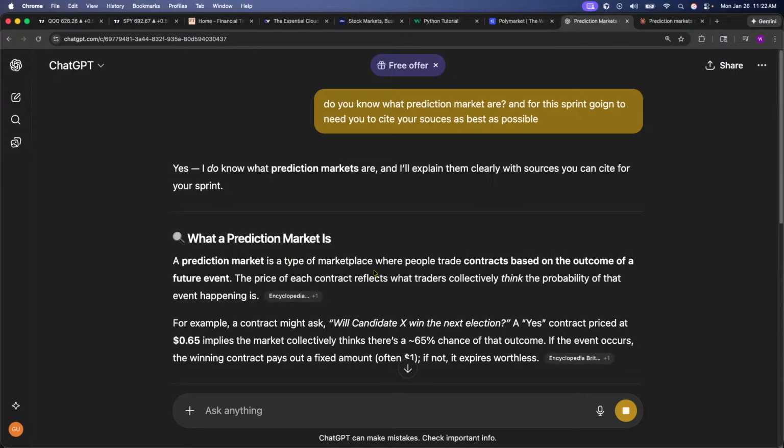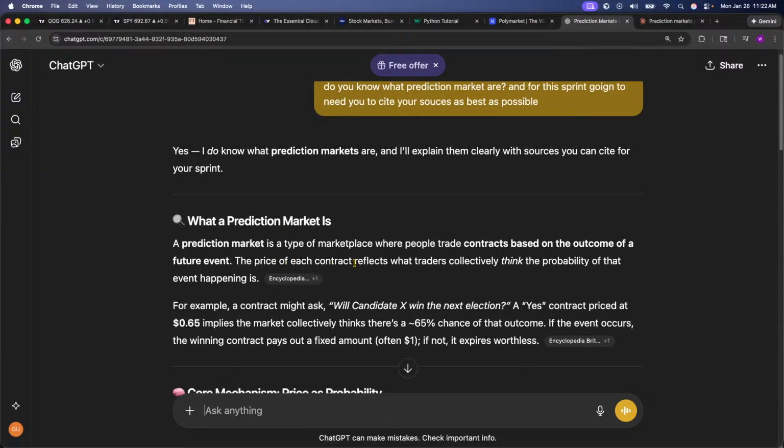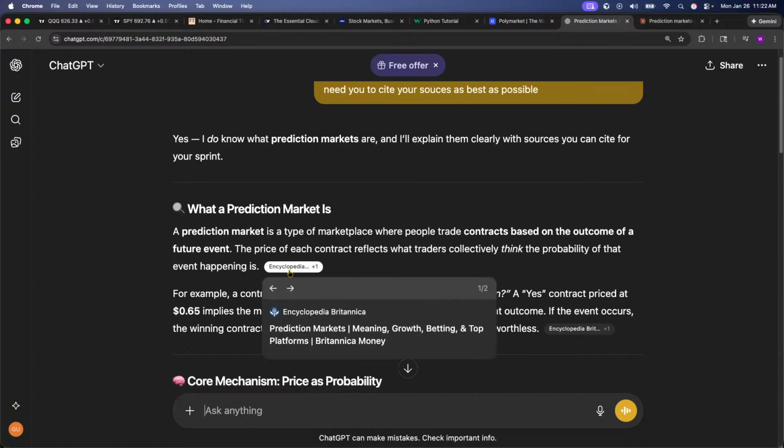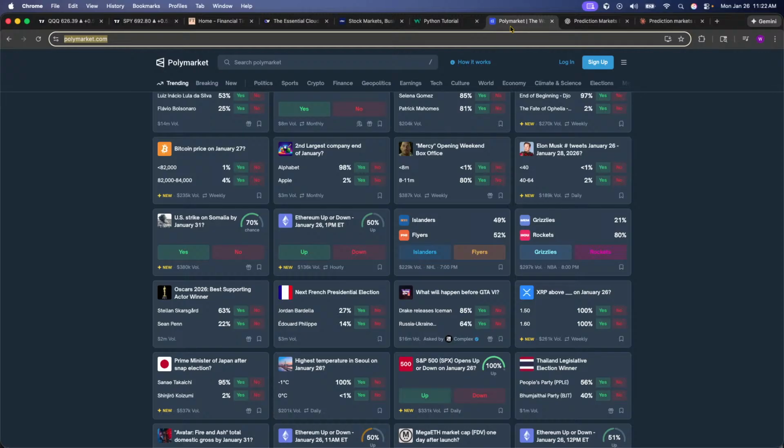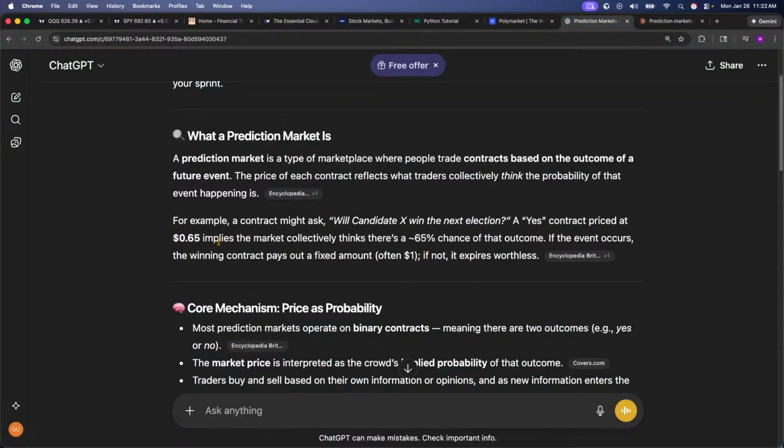All right, a prediction market is a type of marketplace where people can trade contracts based on the outcome of a future event. FanDuel. The price of each contract reflects what traders collectively think is the probability of that event happening. Encyclopedia. For example, a contract might be, will candidate X win the re-election? A yes contract priced at 0.65 implies that the market collectively thinks there's a 65% chance of the outcome. Hold on, these contracts are priced like options? That's another thing I have to ask. If the event occurs, the winning contract pays a fixed amount, often $1.